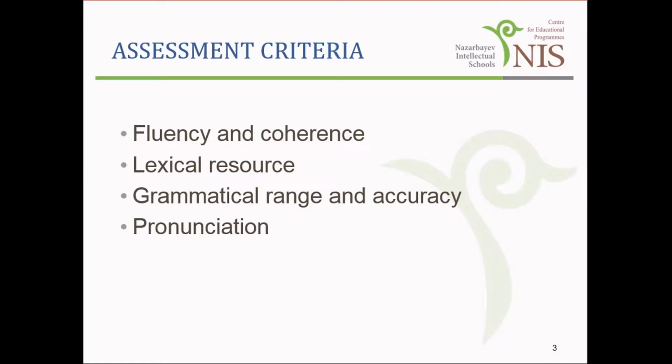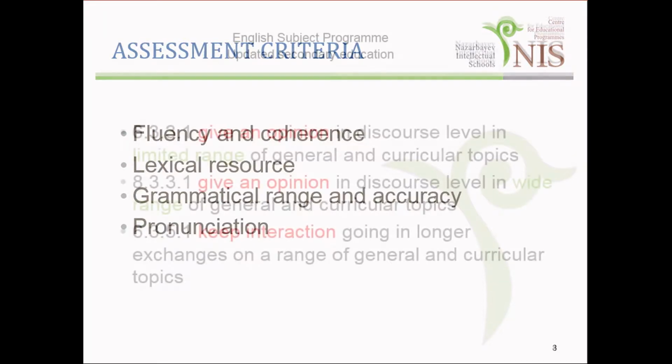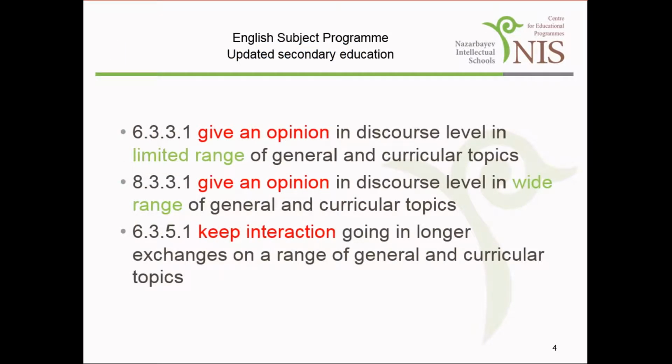Let's identify the elements of high-level speaking and compare them with your learning objectives from your subject program. There are universal assessment criteria for speaking: fluency and coherence, lexical resource, grammar range and accuracy, and pronunciation. Here are the examples of how these assessment criteria can be used to cover the learning objectives.